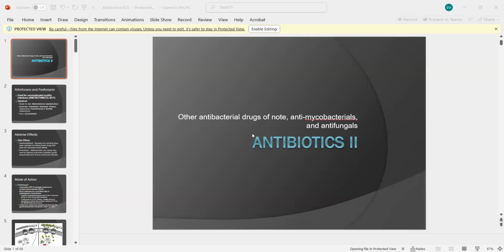This drug is really insoluble. If you give it IV, you have to use really large volumes of diluent. So some hospitals won't even give it IV.